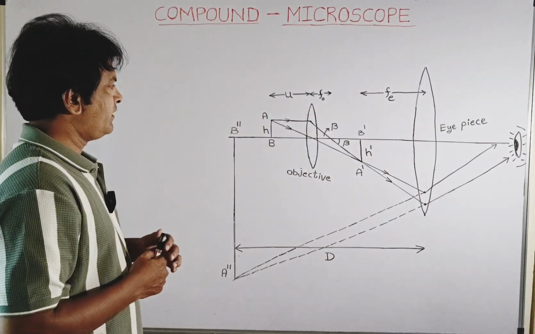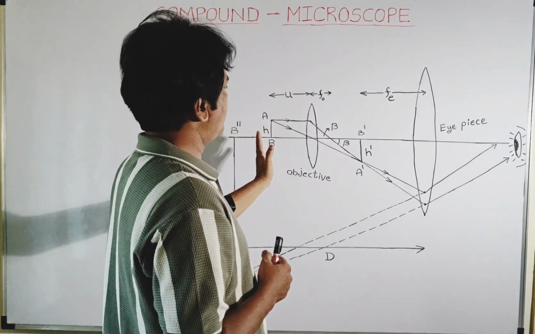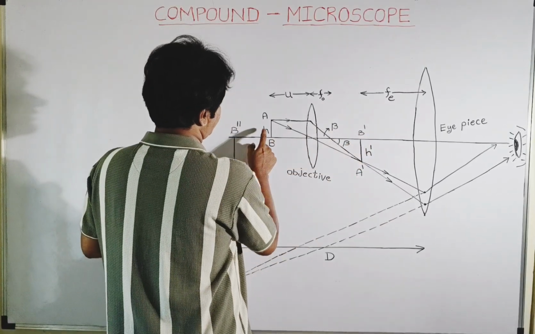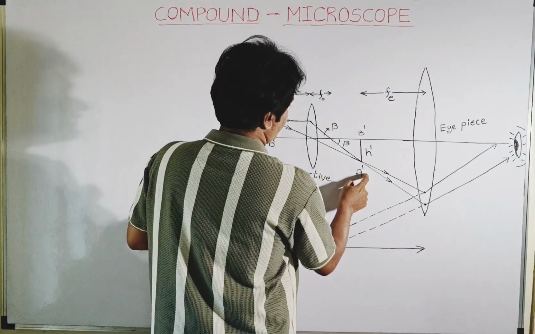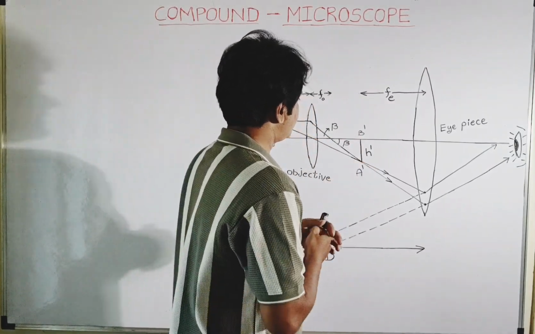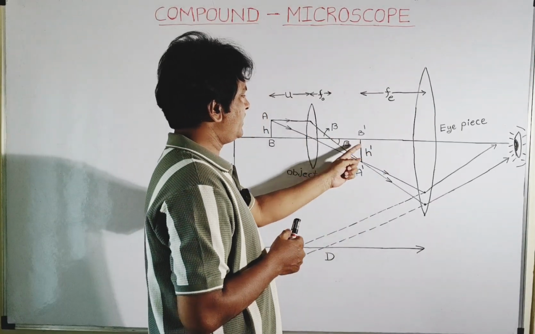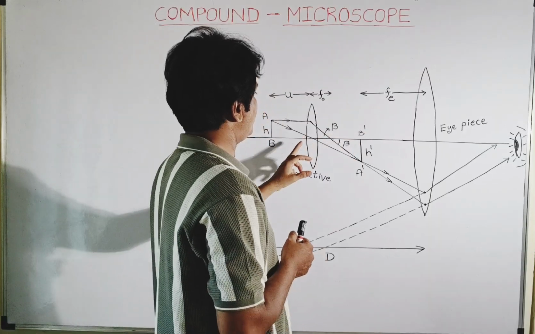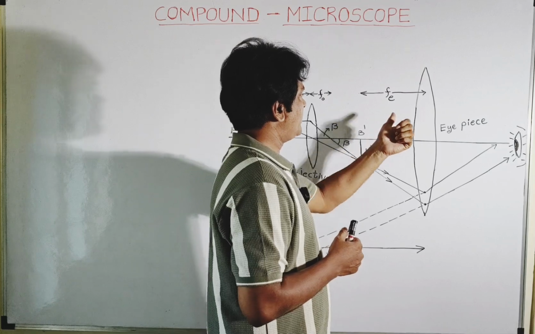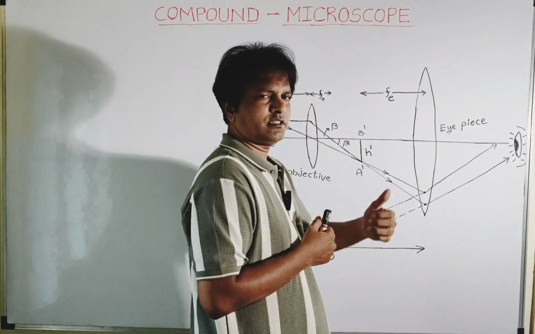I'll tell you why. If you put an object here, the image will be formed on the other side of the convex lens. Here, AB is the object, and A dash B dash is the image formed by this lens. This image is magnified, inverted and real. A real, magnified, inverted image is formed here because of this lens. This image is actually an object for the second lens. This image is used as an object for this lens.